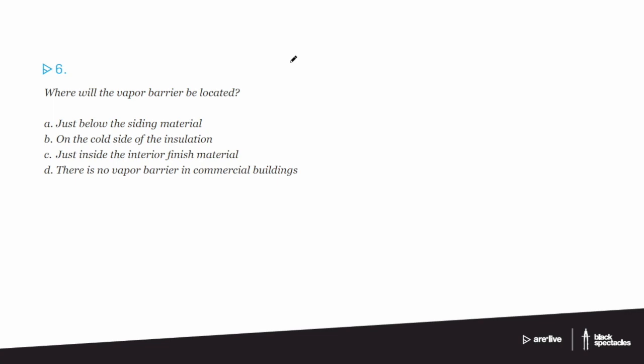So the question here is, where will a vapor barrier be located? And our choices are just below the siding material, on the cold side of the insulation, just inside the interior finish material. There is no vapor barrier in commercial buildings. Well, there actually is a vapor barrier in commercial buildings, although not always, not 100% of the time, because it can be a little complicated, but typically there is. And then the question is, where should it be?